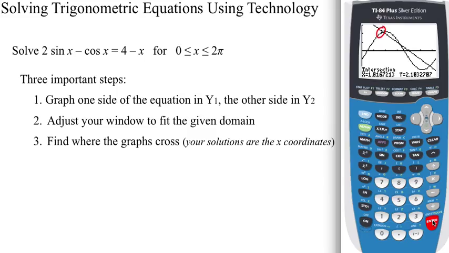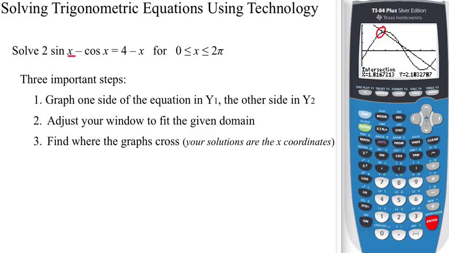Now, notice for this problem, we're finding where 2 sine x minus cosine x equals 4 minus x, right? And we're told we want to know for x between 0 and 2 pi. So really, our solution is not both coordinates of this point, but just the x in here. So my first answer then is x equals 1.82 if I round to 3 significant figures.